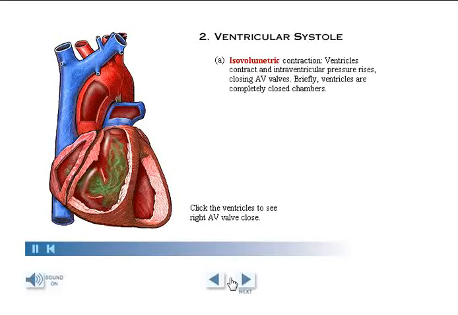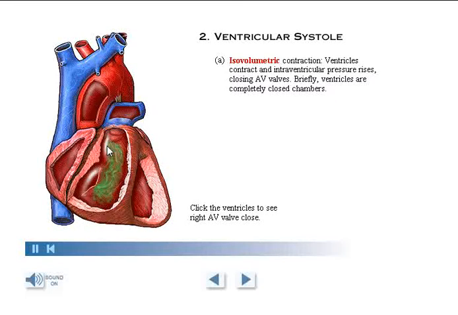The second phase of the cardiac cycle is ventricular systole. Click the ventricles, and you can see the AV valve close. Watch it right here. Bam, closes up.